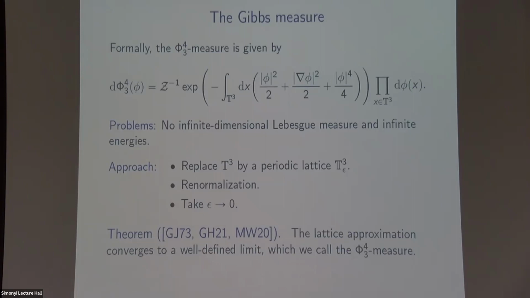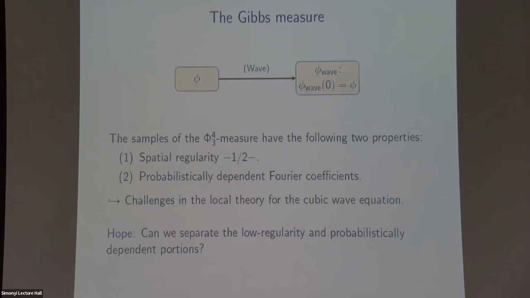Okay. So now we're here. Now we have some kind of notion of what the measure should be. What we now want to do is ask ourselves, do we have enough information about this measure to actually study our PDE? Because that's our goal. So what we want to do is take a sample of this measure, sample phi, and we want to solve our wave equation. So we want to find a solution phi wave which has the sample as its initial position. There's also the initial velocity, but this one I'm ignoring because it's Gaussian. So I'll focus on the initial position.